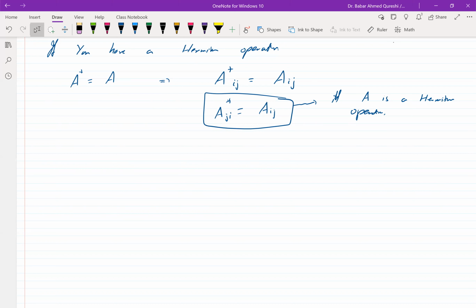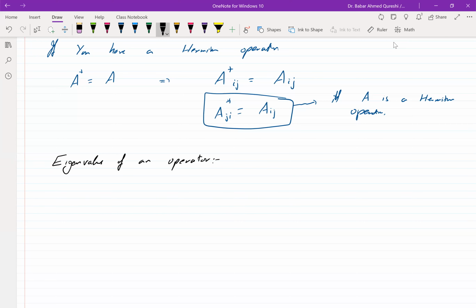We talked about the eigenvalues. No, we didn't. Okay. Eigenvalues of an operator.